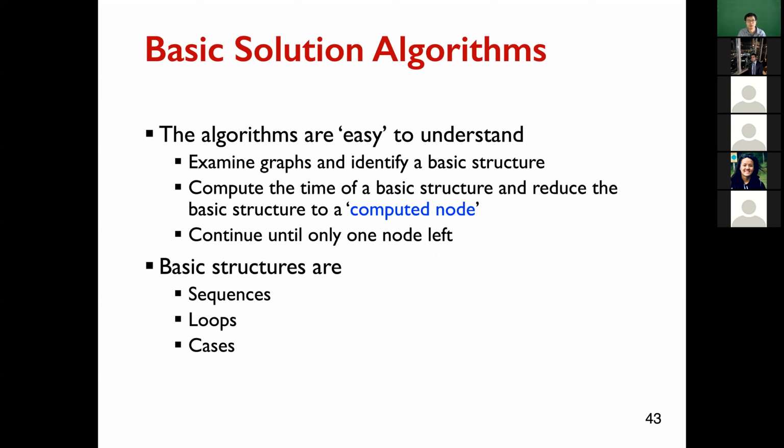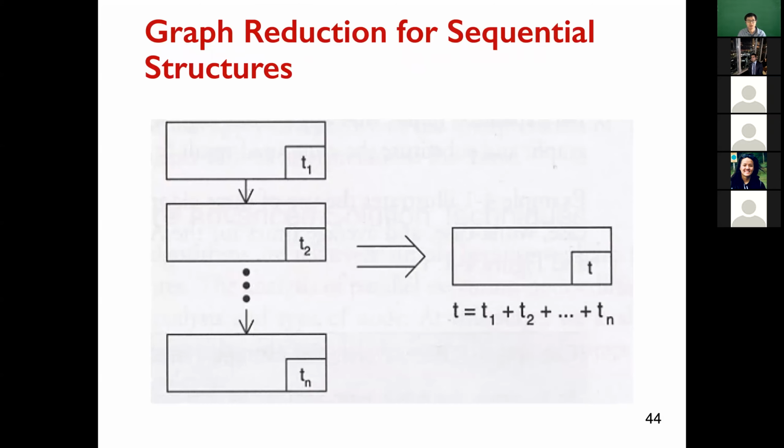So how do we compute the response time of different structures, for example, sequences, loops, or cases? Let's look at them one by one. For sequences, how do we reduce a graph of sequential nodes? Here we have n sequential nodes on the left, so we reduce them to one computing node. The response time of the reduced node is just the sum of the response times of all the sequential nodes.